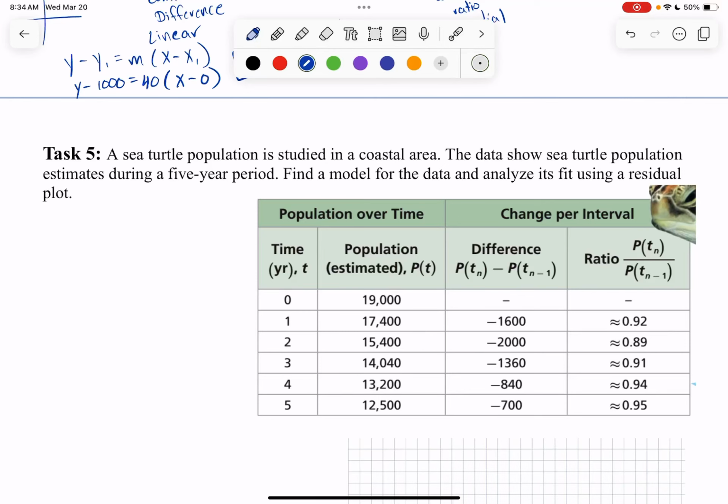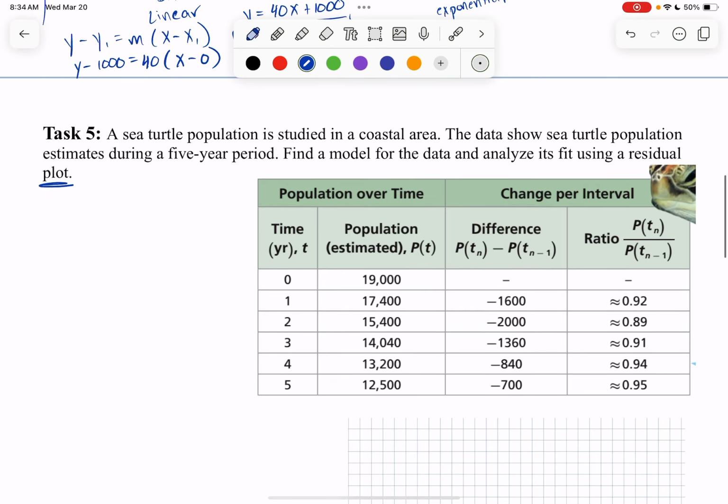All right, last task for choosing between linear and exponential functions. Here we have a sea turtle population is studied in a coastal area. The data show sea turtle population estimates during a 5-year period. Find a model for the data and analyze its fit using a residual plot. That's something new. We haven't plotted our residuals yet, but it's pretty straightforward.